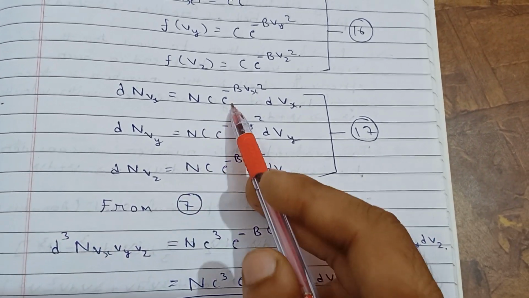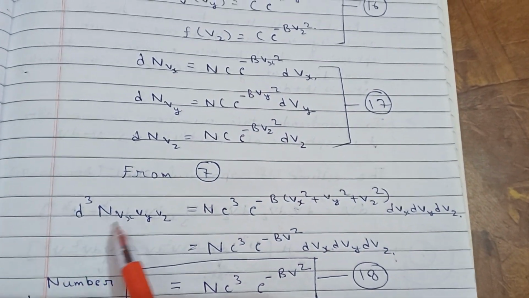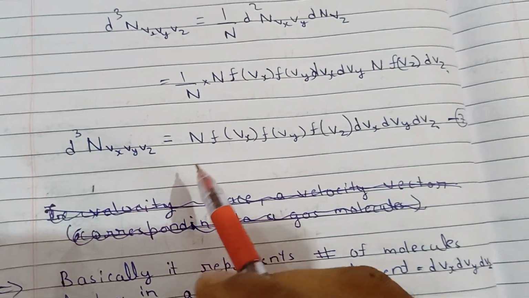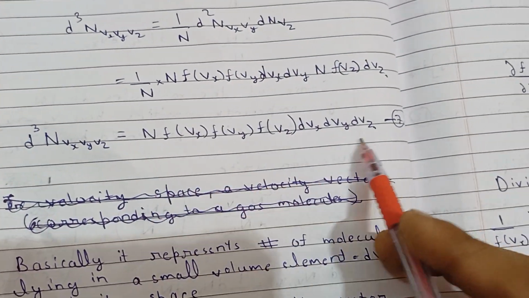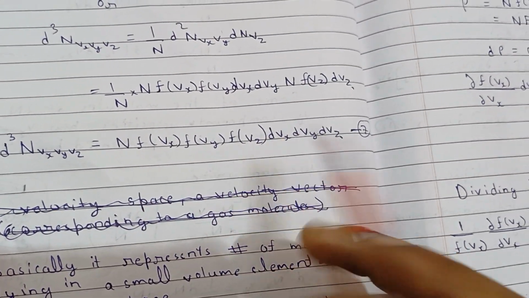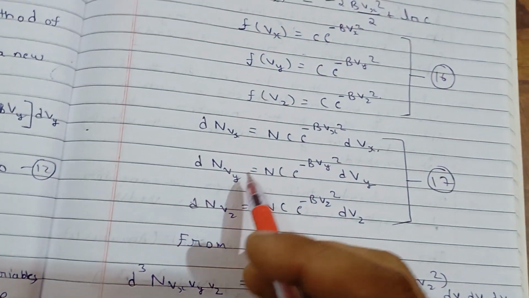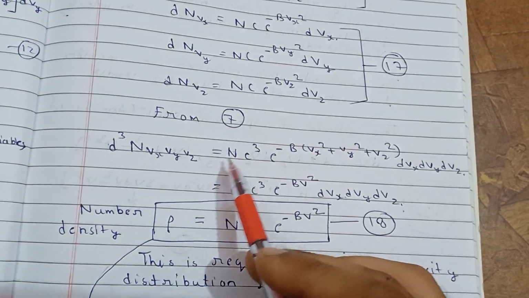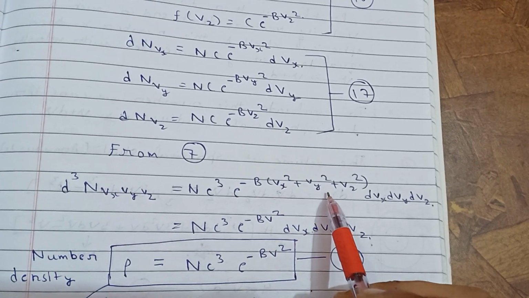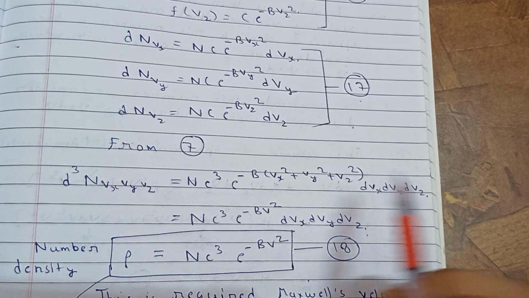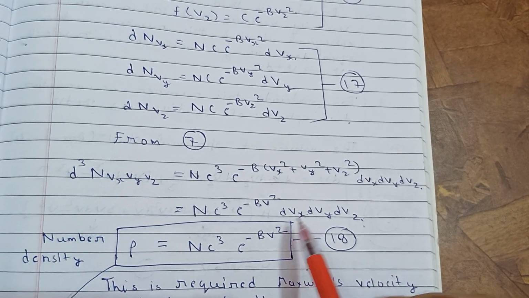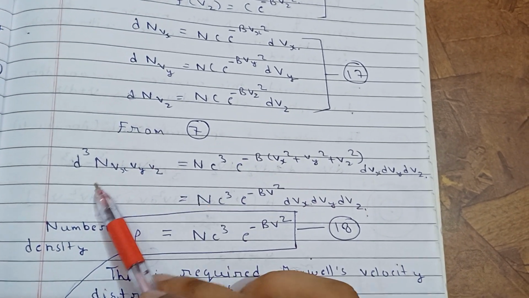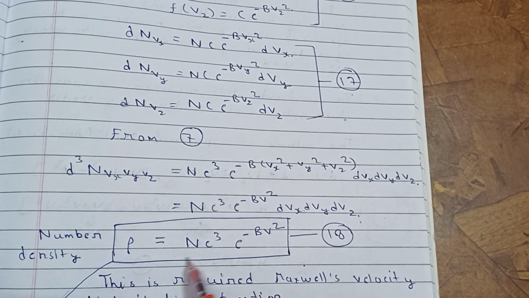Now see, we write this from equation 7. Now we know this formula, we have found this, the total number of particles lying between v and v plus dv was this. So we need to substitute here f(vx), f(vy), f(vz). We already found these values, so substitute them. This will give you nc cube exponential minus b (vx square plus vy square plus vz square) dvx dvy dvz. In place of this we will write v square, and this is dvx dvy dvz. Now the density is this divided by dvx dvy dvz, so this will be your density.